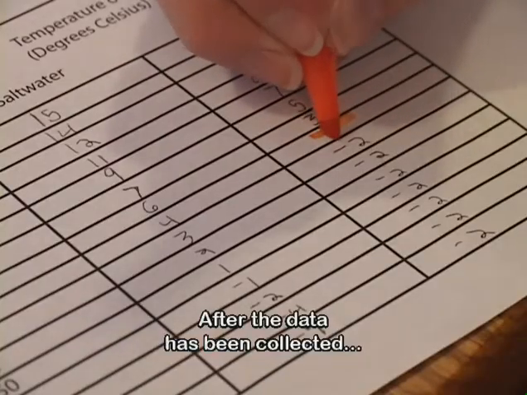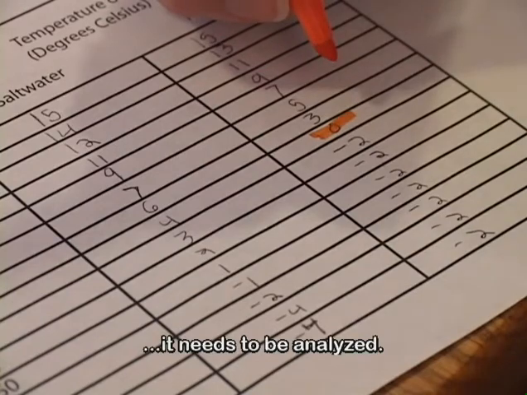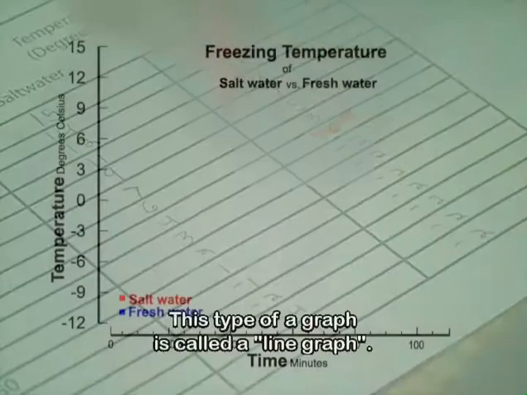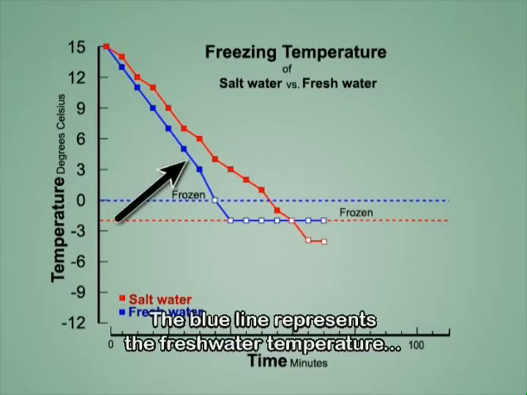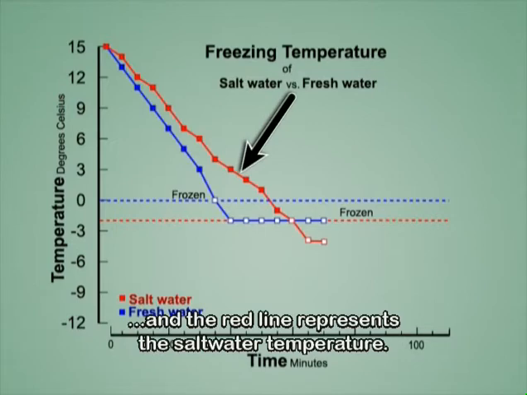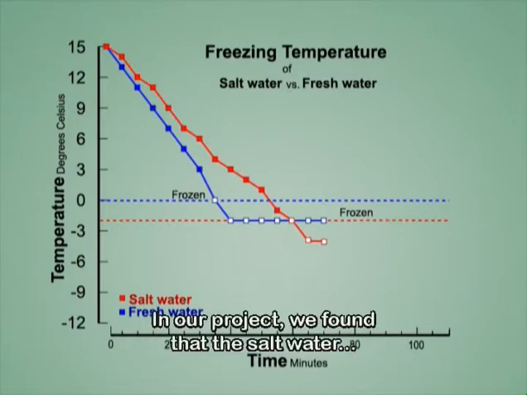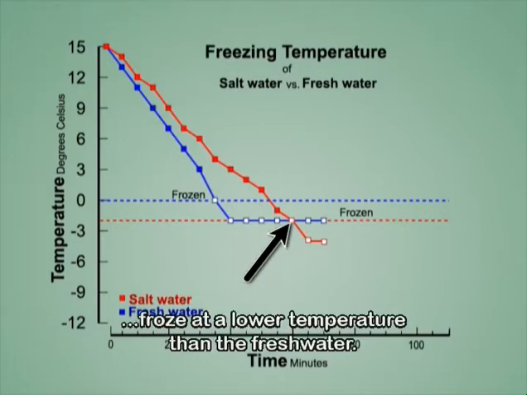After the data has been collected, it needs to be analyzed. This type of graph is called a line graph. The blue line represents the freshwater temperature, and the red line represents the saltwater temperature. In our project, we found that the salt water froze at a lower temperature than the freshwater.